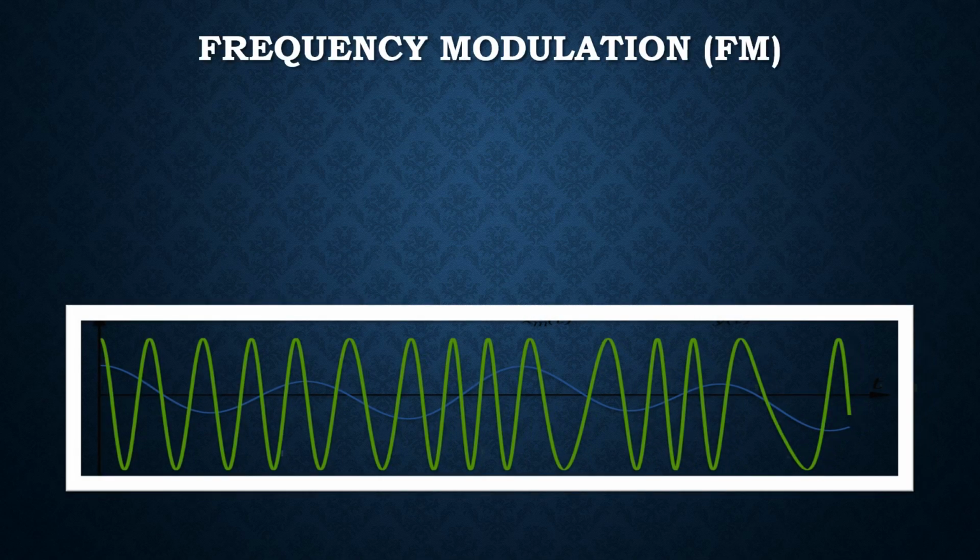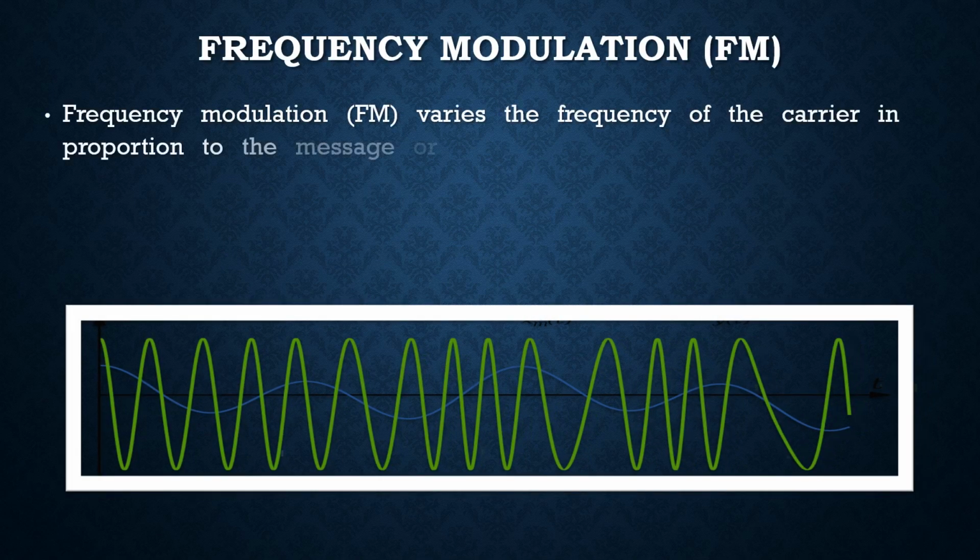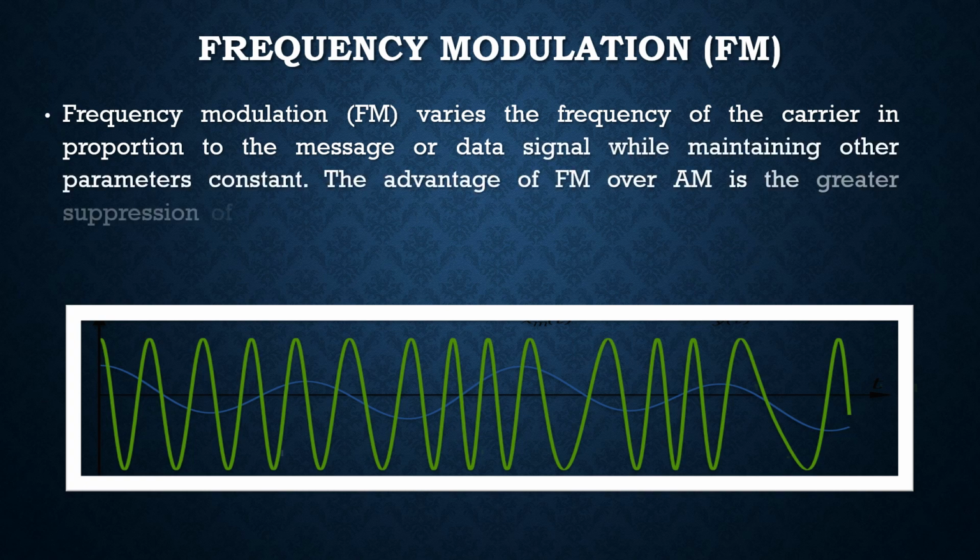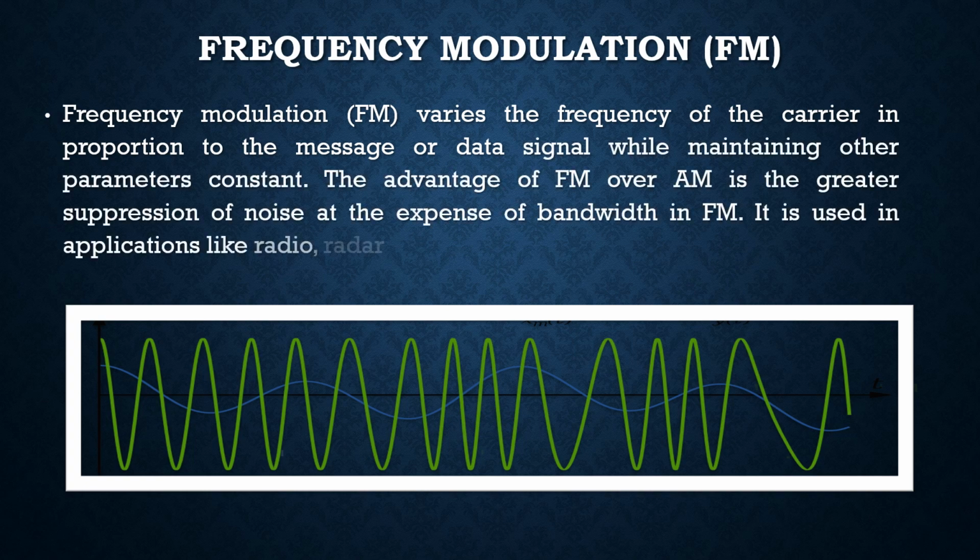Frequency modulation. Frequency modulation varies the frequency of the carrier in proportion to the message or data signal while maintaining other parameters constant. The advantage of FM over AM is the greater suppression of noise at the expense of bandwidth in FM. It is used in applications like radio, radar, telemetry, seismic prospecting, and so on.